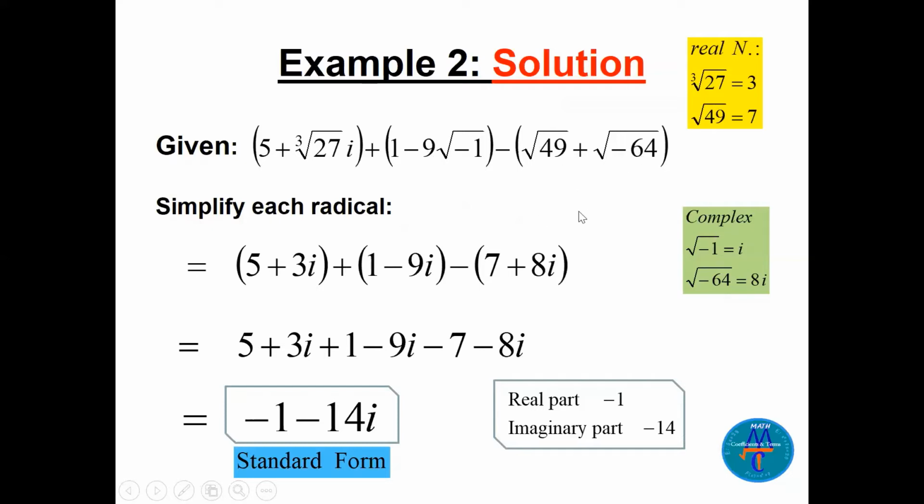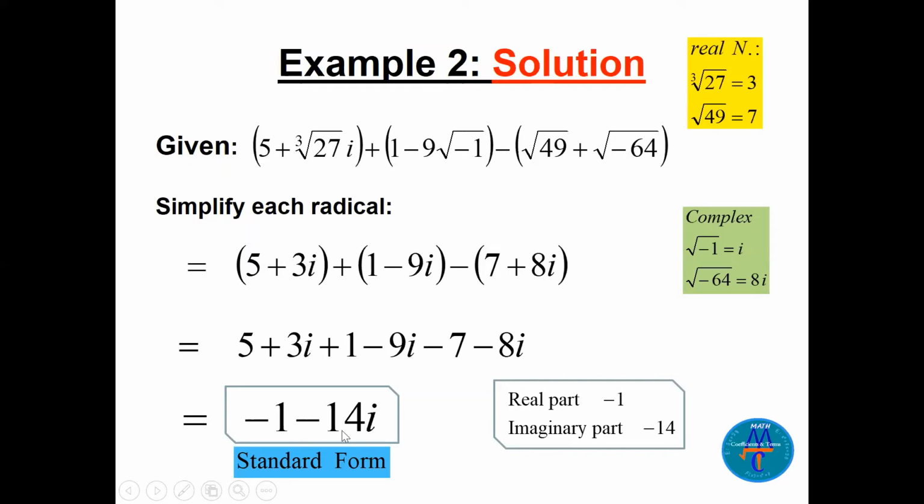Square root of minus 64 is 8I. See, there is a plus outside. Now you multiply with the minus, change all the signs here. And this is a plus, we don't change the signs. So when you add everything, you get 5 and 1 and minus 7. So that's minus 1. 3 minus 9 minus 8, so that's minus 14I.